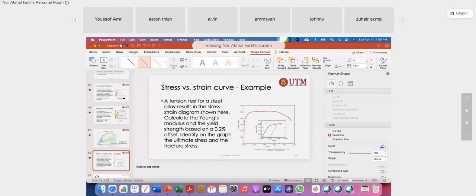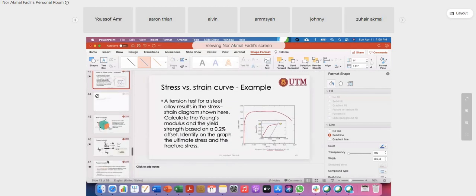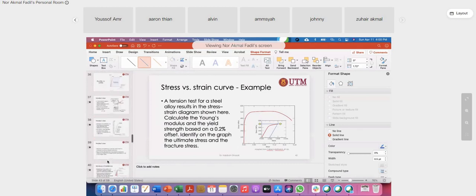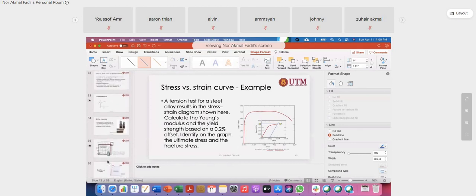So I think I have to stop here. We have about 19 slides to go. We will continue our class on Wednesday, and if we are unable to finish this topic, we can continue during the tutorial class on Thursday. Okay, any questions before I end this class?